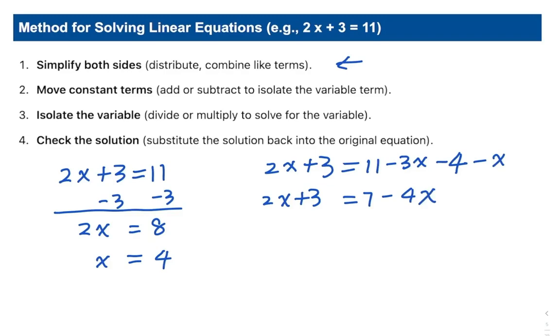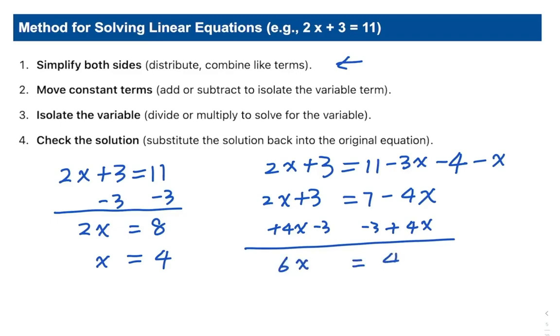And then we combine terms. We move all the x terms to the left-hand side, and move constant terms to the right-hand side, for example. In order to do that, we can add 4x to both sides, and we can subtract 3 from both sides. Then we get 6x equals 4. So the solution is 4 over 6, which is 2 over 3.